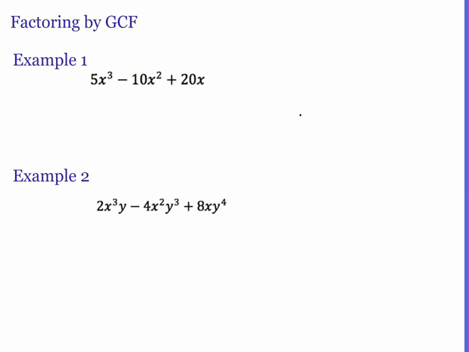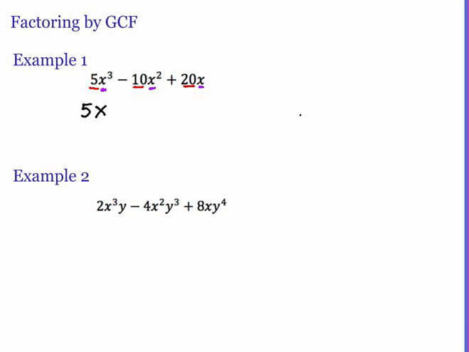The first part you want to look at are the numbers. In this case, I have a 5, 10, and 20. And the greatest common factor between those would be 5. Next, look at the x's. X to the third, x to the second, and x. Greatest common factor of those, x.